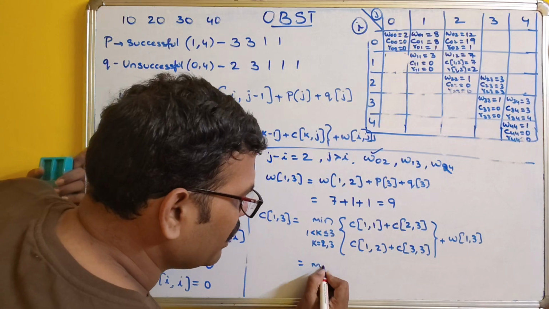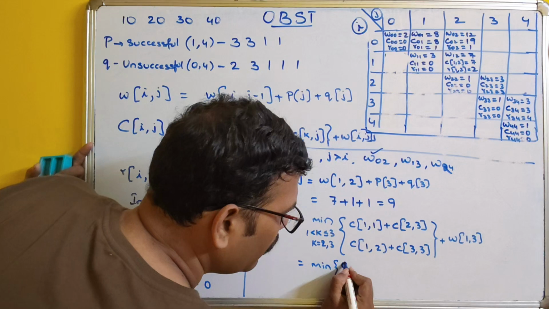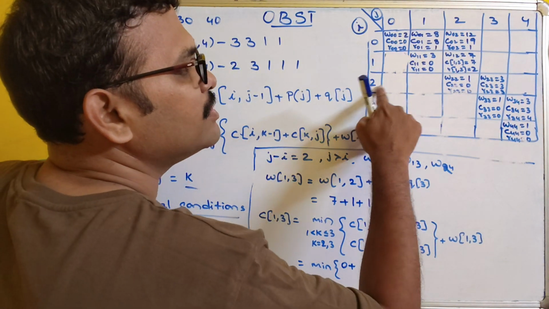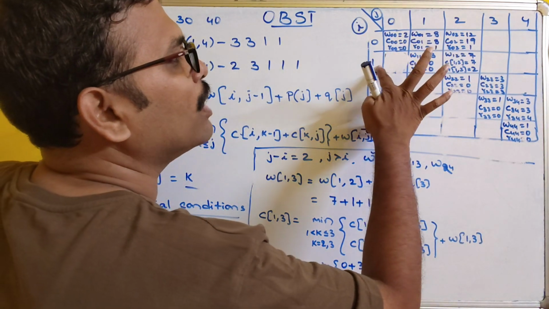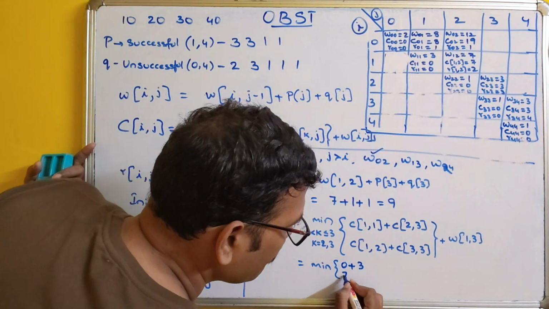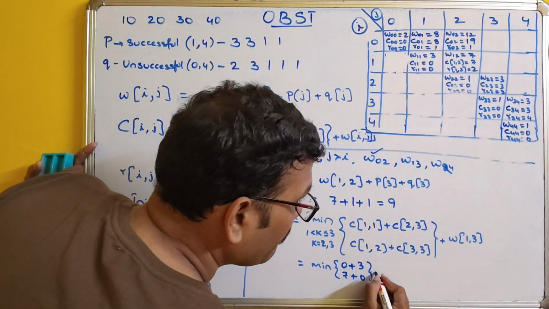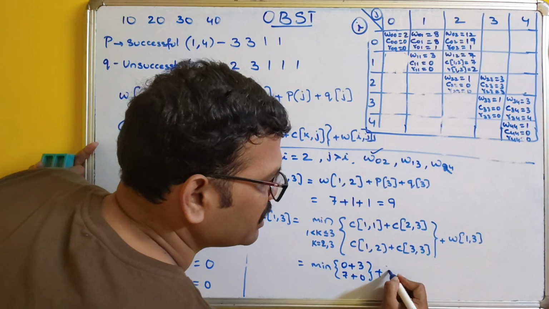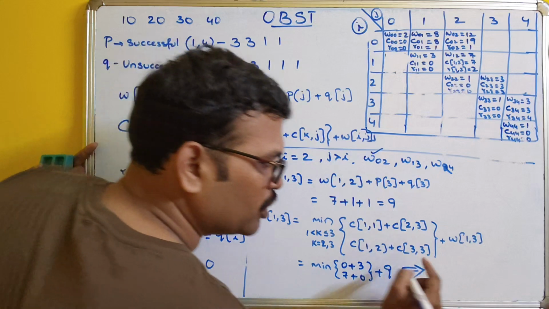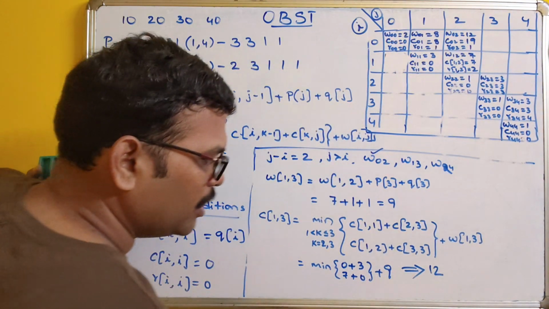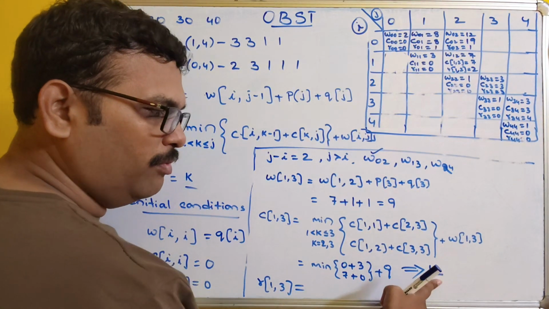Now you can consider the minimum of C11, which is 0, plus C23, which is 3, and C12, which is 7, plus C33, which is 0, plus W of 1, 3, which is 9. So among these two cases, 3 is the minimum. So 3 plus 9 is 12. Now C of 1, 3, so we got 12.